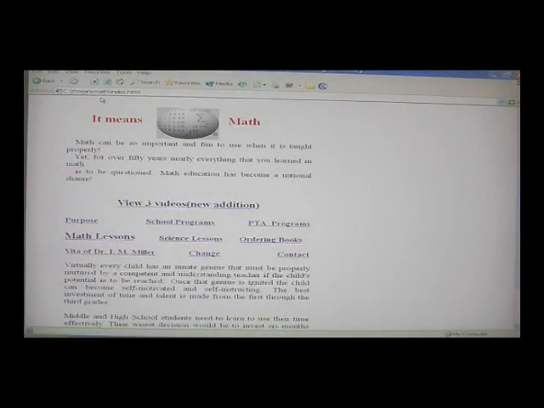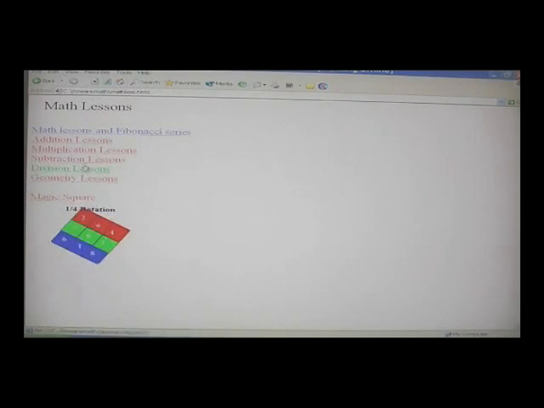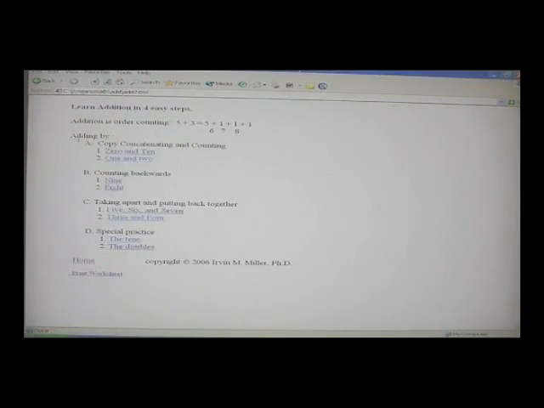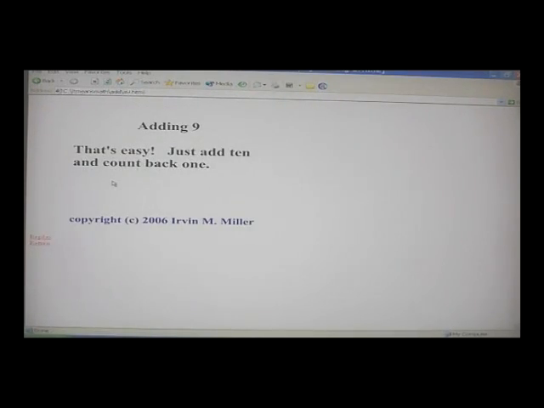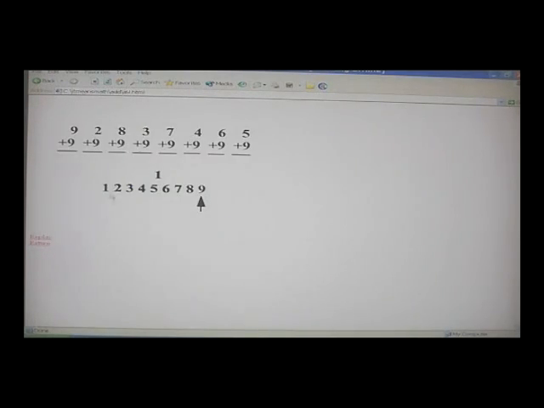After you have brought up itmeansmath.com, point to math lessons, then point to addition lessons. Here is an example of how we teach how to add 9 to a number. Count back 1, add 10. Count back 1, add 10.